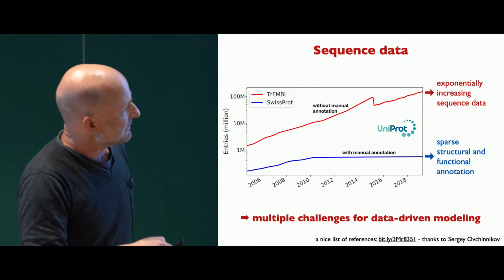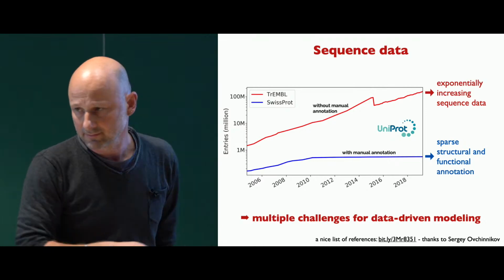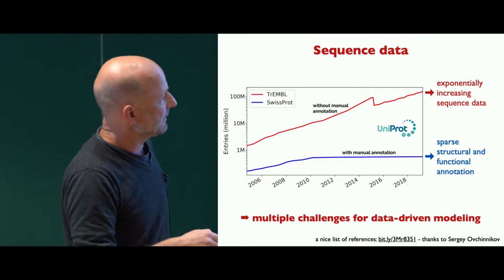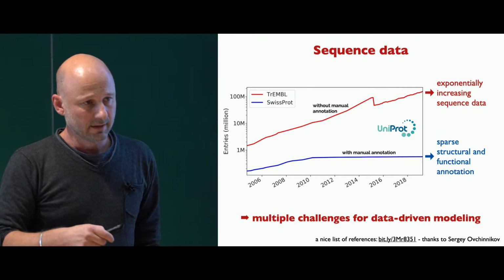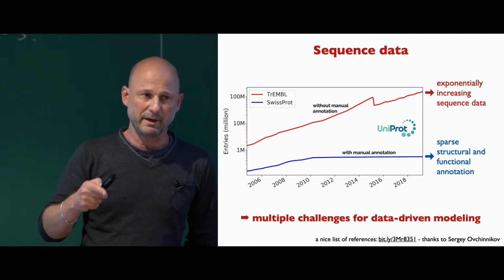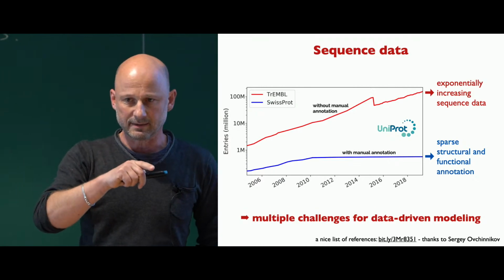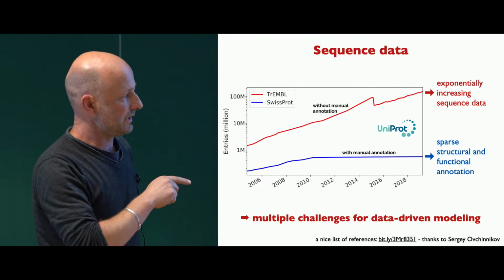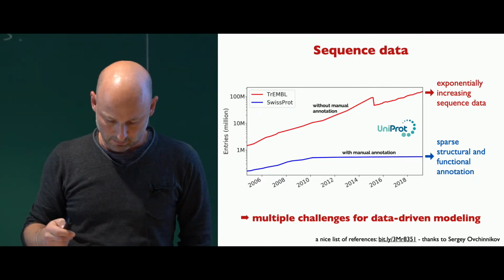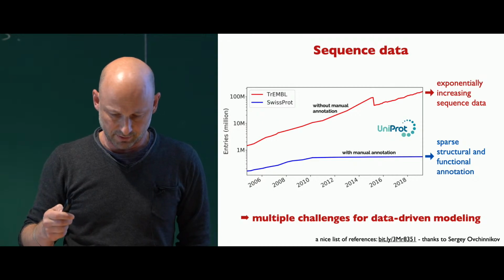But you see this line is really flat, which doesn't mean that this information is not increasing. The information is getting better and better for the same proteins, not for more proteins, and that's something which is based mostly on the way biologists work.